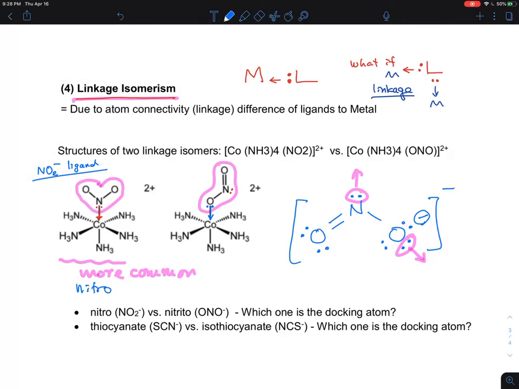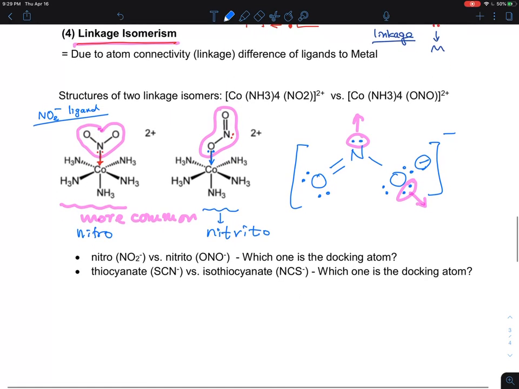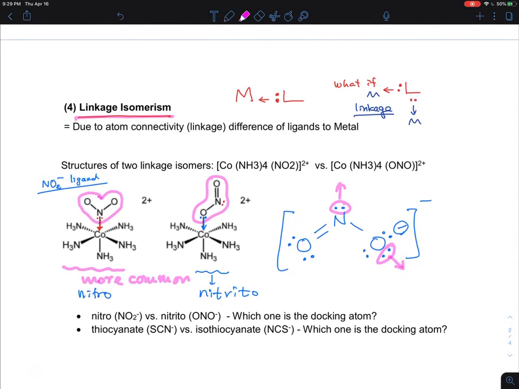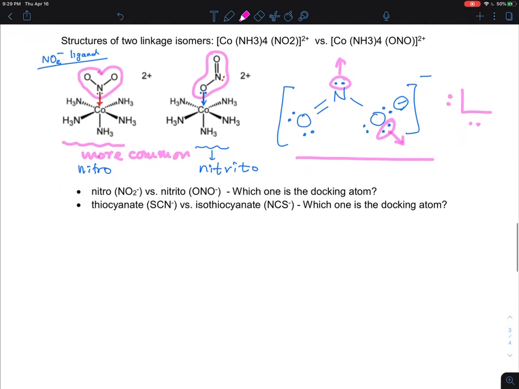And this one is sort of the cousin of nitrito, which is a name. Okay, so that's an example of the linkage isomer. You have this unique situation where more than one lone pair can give a site, and depending on which one is connecting, just like here, this is an example of lone pairs of 2 different kinds. And that's an example.